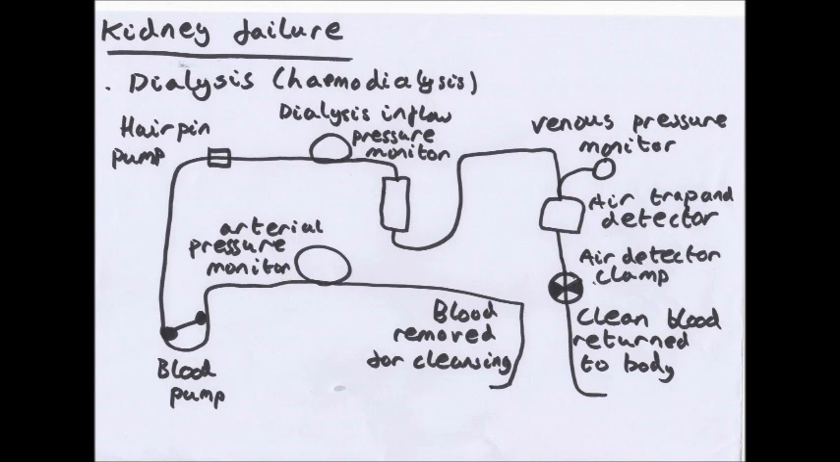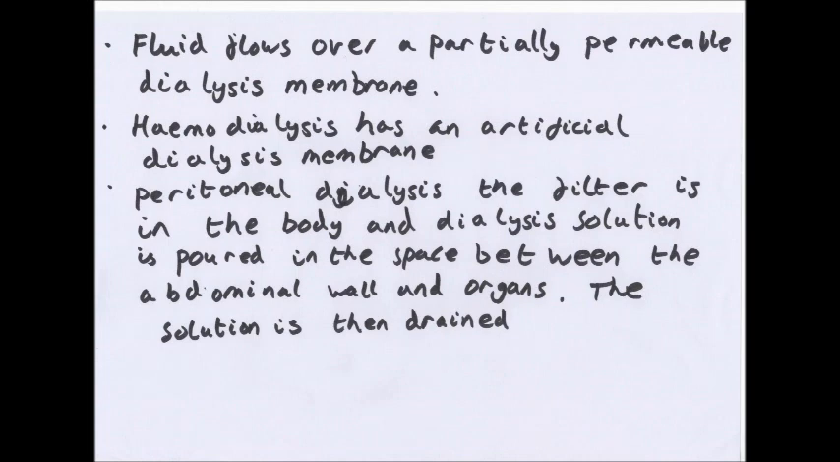Now, as we just said, this is how dialysis occurs. So fluid flows over a partially permeable membrane. Hemodialysis has an artificial dialysis membrane. And in peritoneal dialysis, the filter is in the body, and dialysis solution is poured in the space between the abdominal wall and the organs. The solution is then drained. Peritoneal dialysis is usually performed in several consecutive sessions daily at home or work. As the patient can walk around while having dialysis, the method is sometimes called ambulatory peritoneal dialysis.